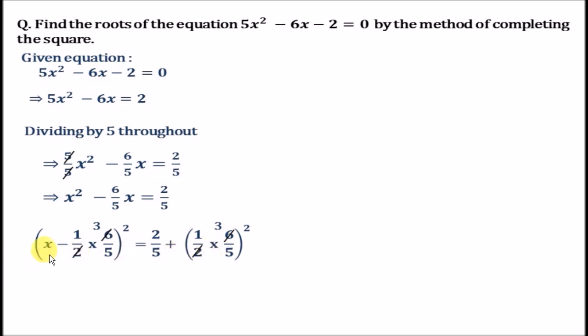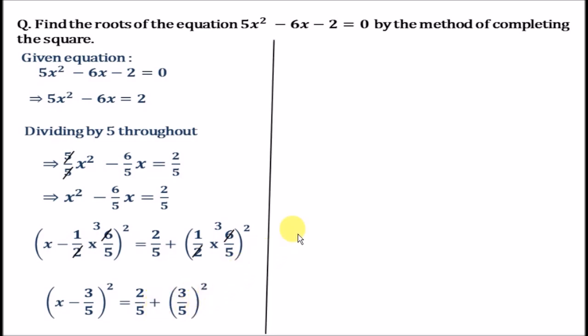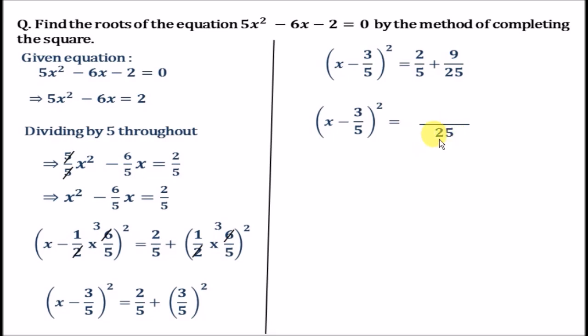After simplifying, we will get x minus 3 1s are 3/5. So (x − 3/5)² = 2/5 + (3/5)². 3 3s are 9, 5 5s are 25. Now taking LCM of 5 and 25, which will be 25. 5 5s are 25, so on multiplying with 5, 2 5s are 10. Plus 25 1s are 25, so on multiplying with 1, 9 1s are 9. (x − 3/5)² = 10 + 9 will be 19, so 19/25.